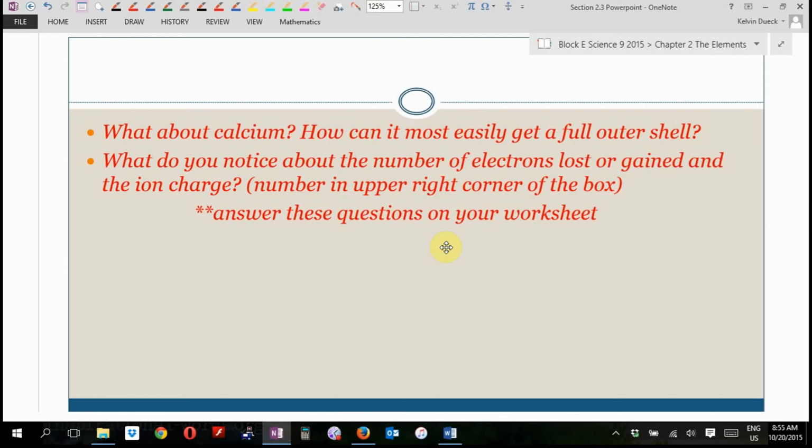2. So it could either gain 6 electrons or lose 2 electrons. What do you think it's going to do? It's going to lose 2. Okay? Now, look at calcium. What number do you see in the top right corner? If it's going to lose 2 electrons, what number do you see in the top right corner? 2 plus. It's saying it's going to lose 2 negatives, 2 electrons.